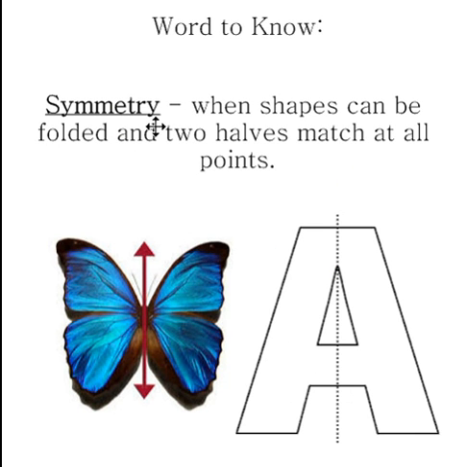Let's look here. Words to know. Symmetry. When shapes can be folded and two halves match all their points. So if I folded this butterfly, if I cut it from north to south, if I cut it in half and folded it together, the wings would meet at all points. If I cut the A in half north to south, the points of the A would match if I folded it together. Much like a piece of paper when you're making a snowflake. When you fold it together, they have matching points. That is symmetry. Those shapes are symmetrical because they have a line of symmetry.